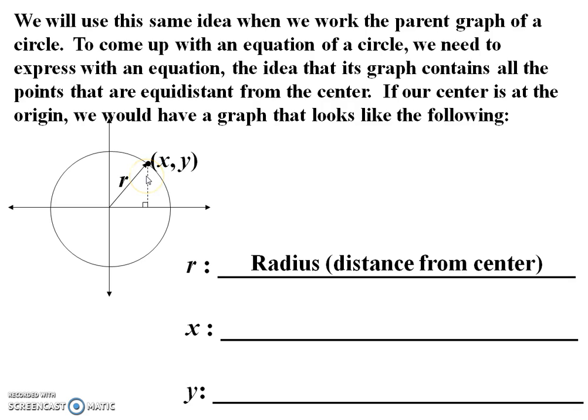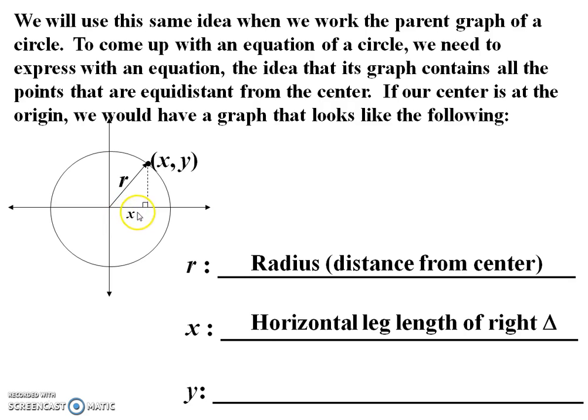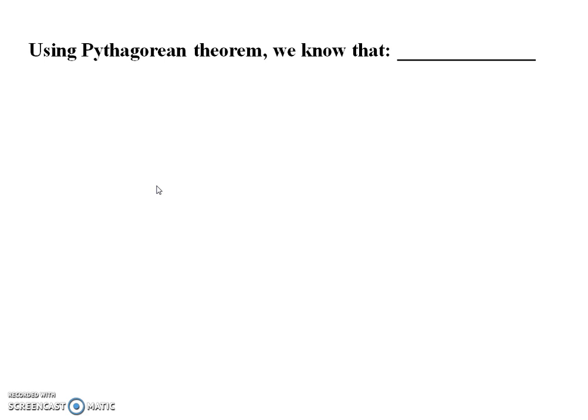So the radius, of course, is the distance from the center. This x value right here is the horizontal leg length of a right triangle formed within this circle right here. And the y value right here would be the vertical leg length. Okay? So from the Pythagorean theorem, we know that x squared plus y squared equals r squared, correct? The sum of the squares of the two legs in a right triangle are always equal to the square of the hypotenuse. And in this case, that's the radius.